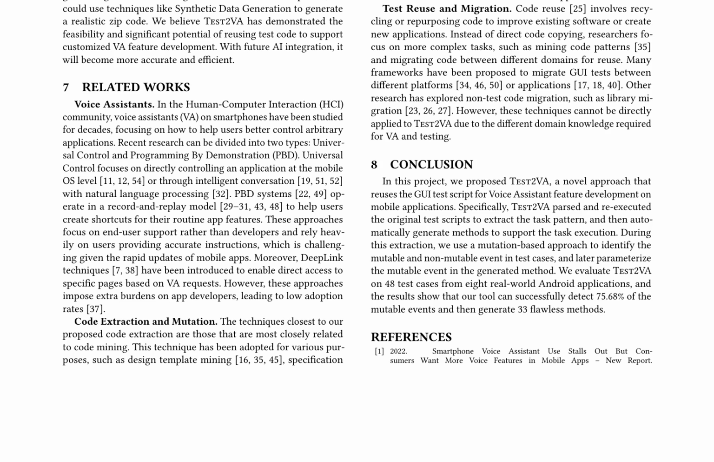The conclusion summarizes the proposed approach of Test2VA, which reuses GUI test scripts for voice assistant feature development on mobile applications. The approach involves parsing and re-executing test scripts to extract task patterns and generate methods to support task execution. The results demonstrate the feasibility and potential of Test2VA, with a 75.68% mutation detection rate and the generation of 33 flawless methods.